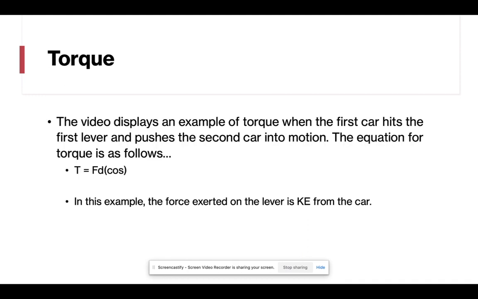My example of torque in this video is when the first car hits the first lever and pushes the second car into motion. We'll find this by using the equation torque equals force times distance times the cosine of an angle. In this example, the force exerted on the lever is kinetic energy from the toy car.